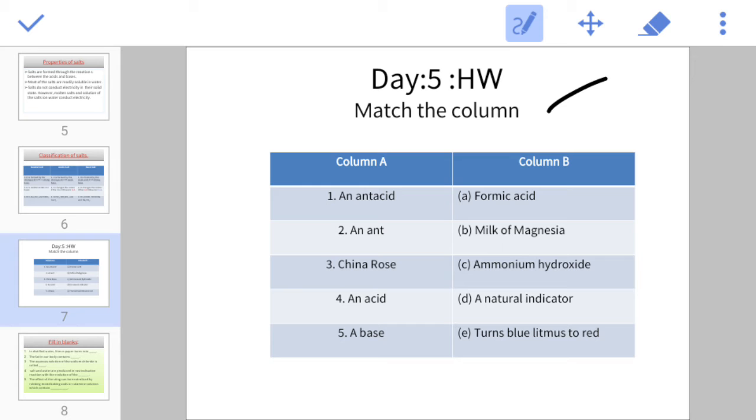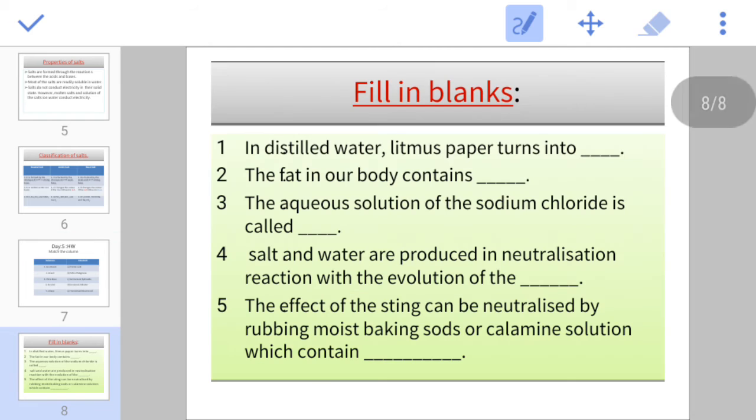Antacid, an ant, China rose, an acid, base, and the column B: formic acid, milk of magnesia, ammonium hydroxide, and a natural indicator that turns blue litmus to red. You have to match the columns. And the next one is the fill in the blanks.